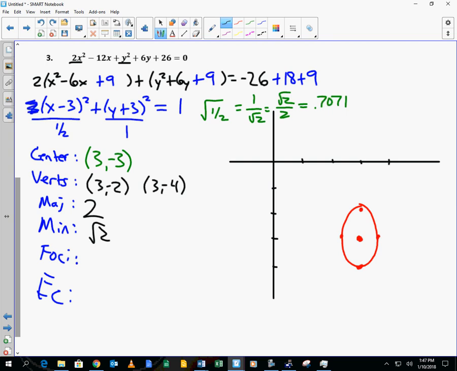Now, if you wrote 1.41, that's fine. Okay. What do I do to find the foci? What value do I need to find that I don't know yet? C. What's the formula for C? A squared minus B squared. A squared is 1. B squared is a half.